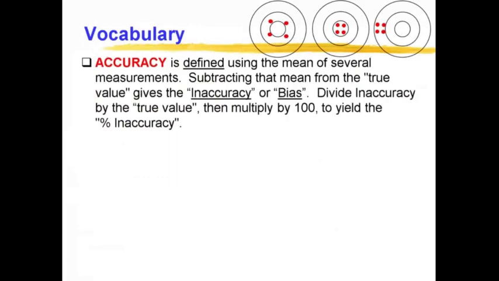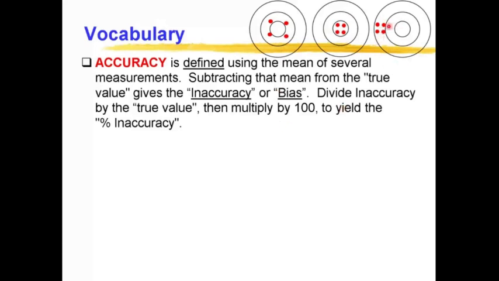A little vocabulary here. Accuracy. If you look at this drawing up here, this looks very accurate, right in the middle of the target. But so is this. Accuracy has to do with the average value of several measurements. And the average value of this is right on target. So is this right on target? These two have equally accurate results here.